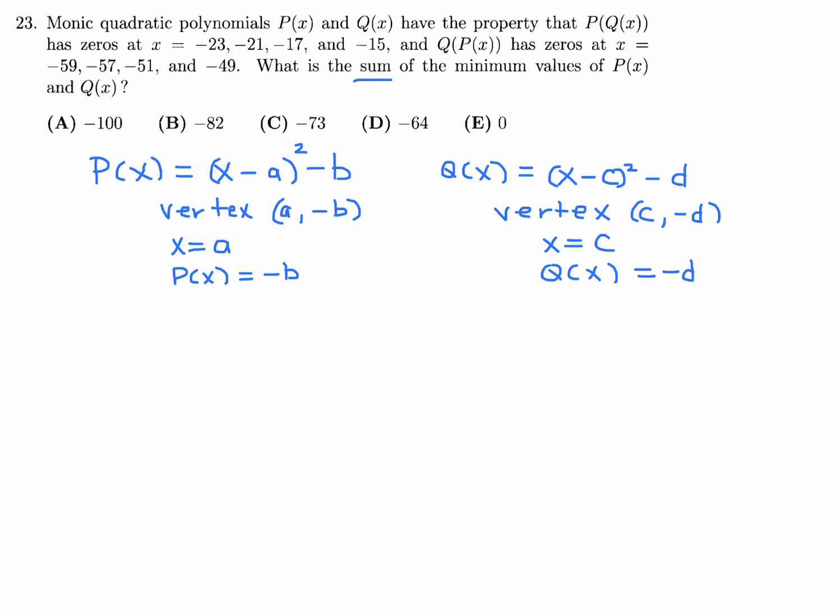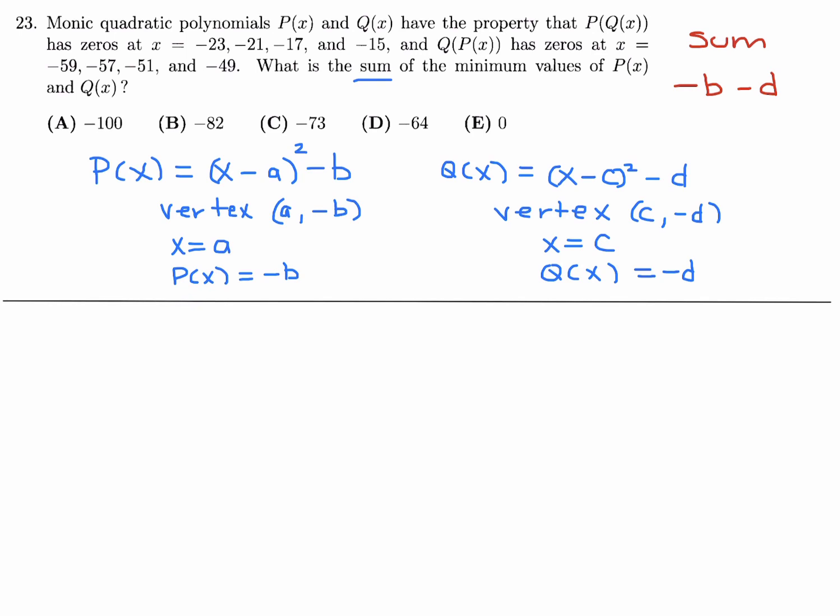Now, our task is to find the sum. So that I'll write up here. The sum, obviously, will be this plus this. So it'll just be minus b minus d. You're adding those two together. So if I can find the numerical value of b and the numerical value of d, I'm done with the question. But obviously, it's not as simple as that. It's going to take a little bit of work here. So here we go.